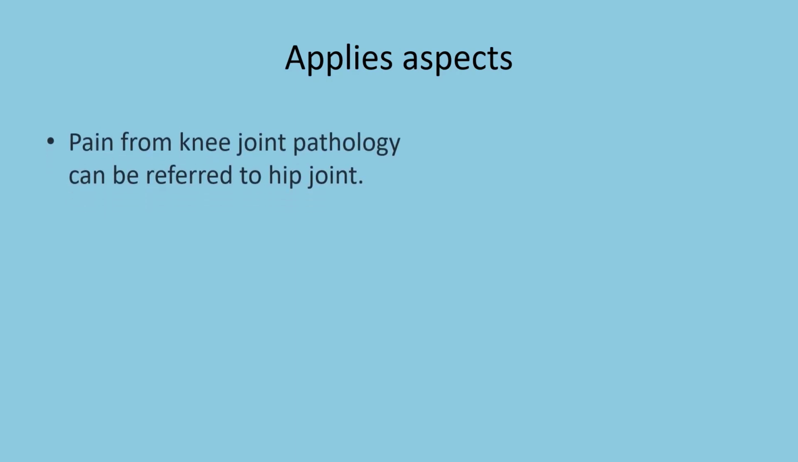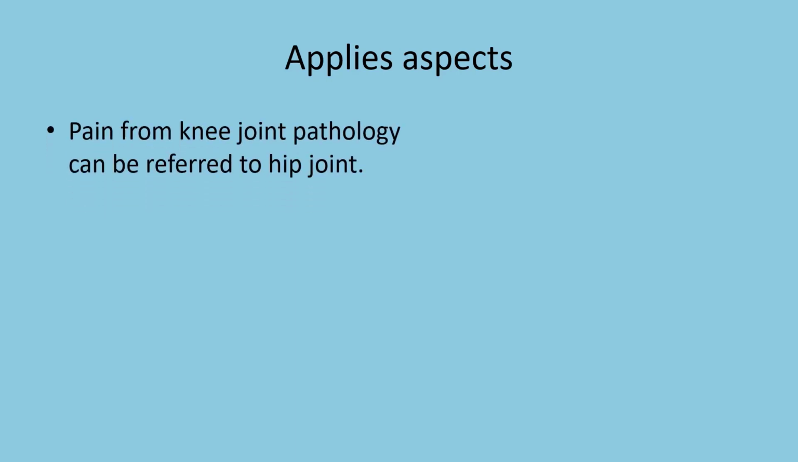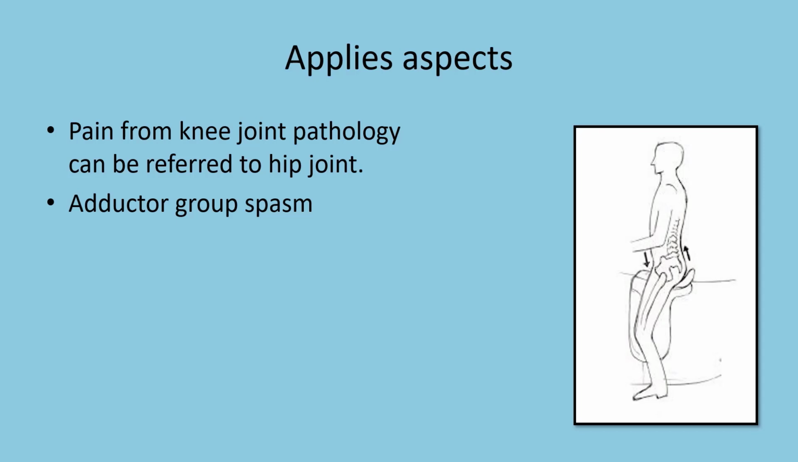Let us enumerate a few of the applied anatomical aspects. Pain from knee joint pathologies can be referred to hip joint. This is because of common nerve supply, that is obturator nerve. Adductor group of muscles can go for painful spasm when they are overused. This is commonly seen in long-standing horse riders.